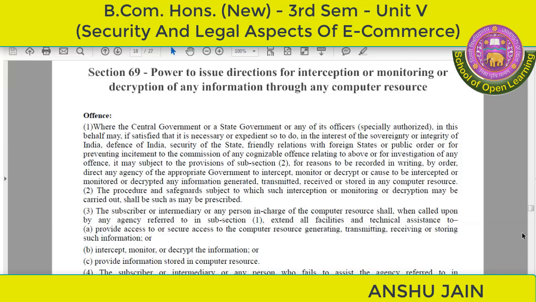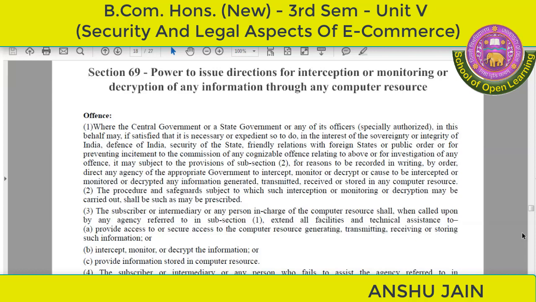Now, any person who is the subscriber or intermediary or a person who has been given the charge of the computer resources, if he is called upon by any agency, he has to extend all the facilities and technical assistance so that he can provide access to or secure access to the computer resource generating, transmitting, sharing or storing such kind of information. He may be there to intercept, monitor or decrypt the information. He is also there to provide information which is stored in the computer resource.